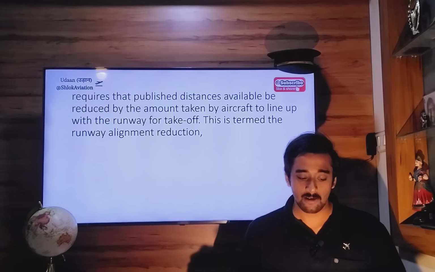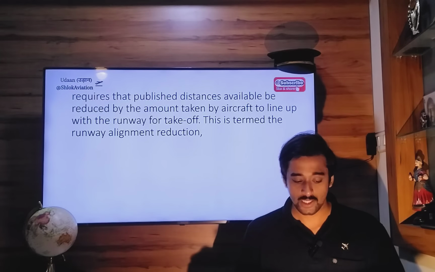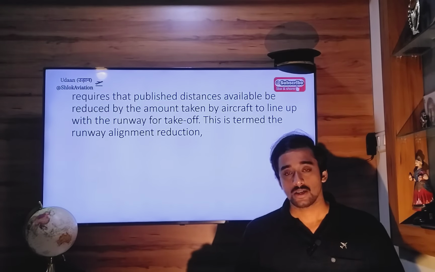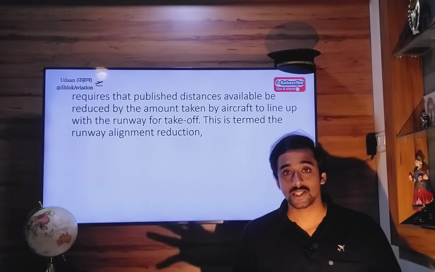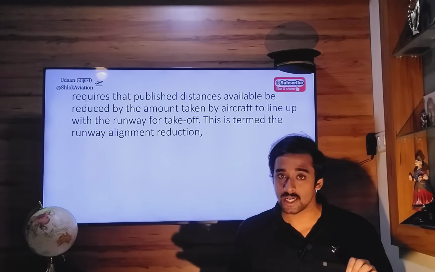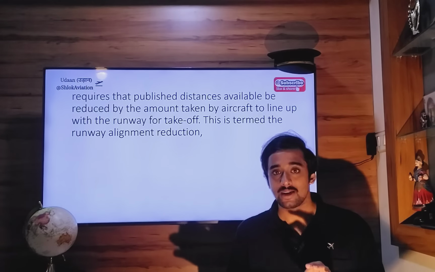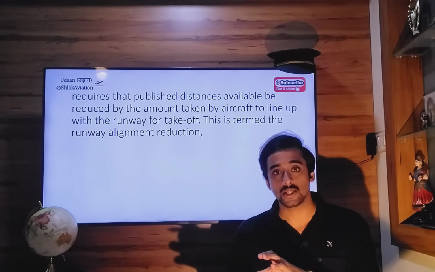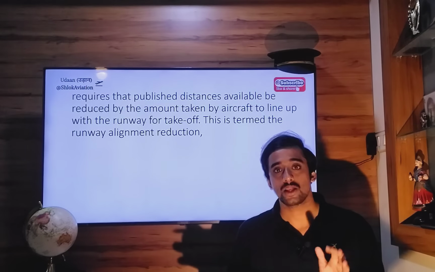Published distances available are reduced by the amount taken by aircraft to line up with the runway for takeoff. This is termed runway alignment reduction. So the published runway distances will take into consideration this runway alignment reduction, and the published distances will be lesser than the normal ones.